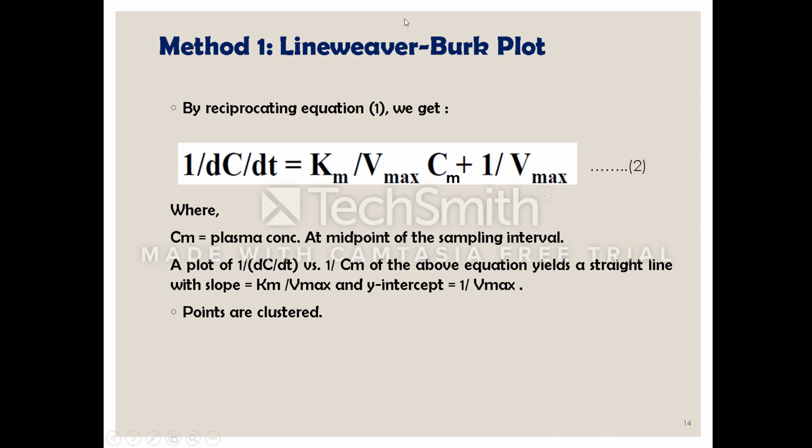Three methods are used to determine Km and Vmax. First is the Lineweaver-Burk plot. Just take the reciprocal of the Michaelis-Menten equation and write Cm instead of C, where Cm is the plasma concentration at the midpoint of the sampling interval. This equation is in the form y = mx + c. When you plot 1/(dC/dt) versus 1/Cm, you get a straight line with y-intercept 1/Vmax and slope Km/Vmax. The disadvantage of the Lineweaver-Burk plot is that the points are clustered.